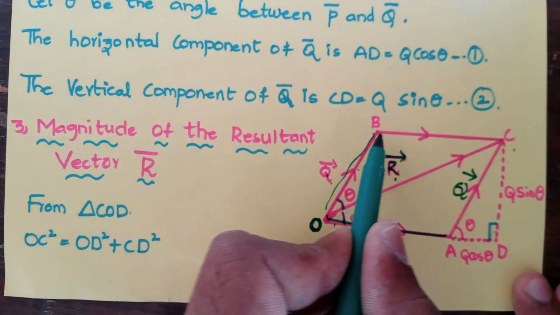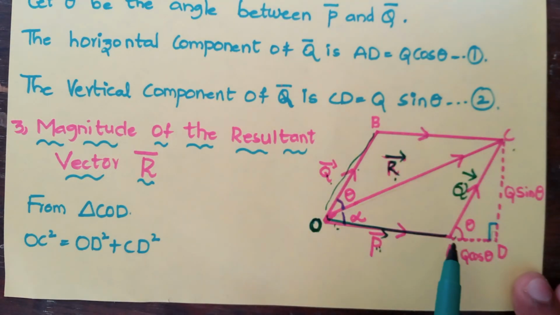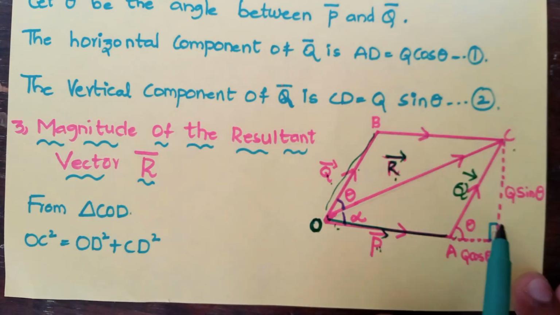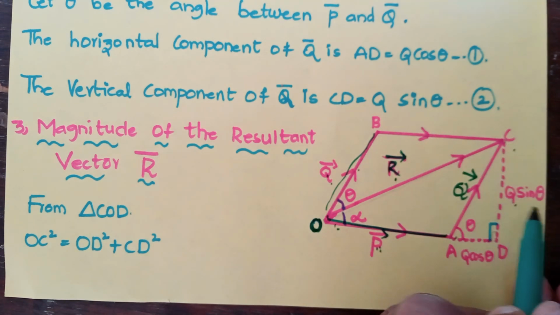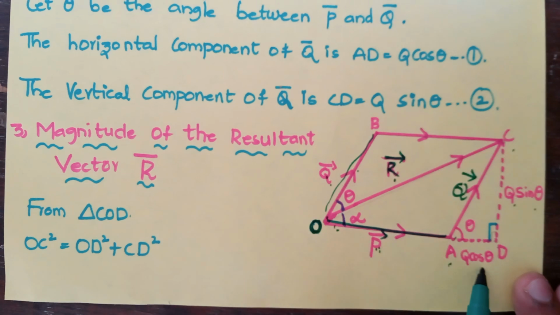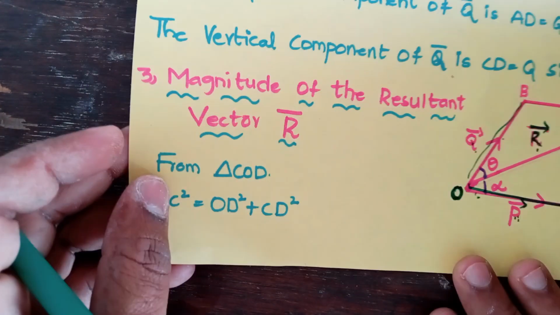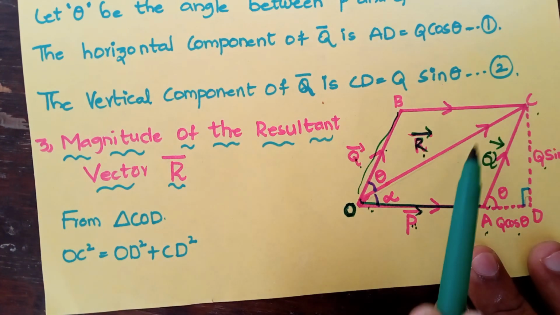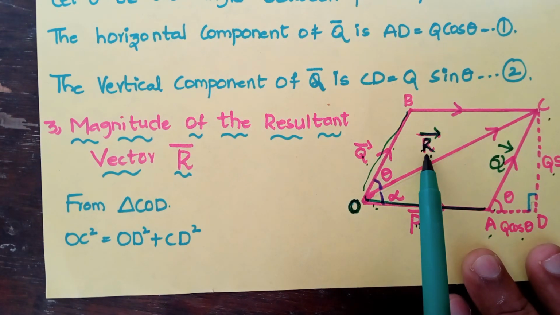In this, sir, the OABC parallelogram is completed and a perpendicular line is drawn, and A to D is extended. Then the perpendicular value, according to resolution of vectors, along the vertical direction is Q sin theta, along the horizontal direction is Q cos theta. Right. From this diagram, we are finding the magnitude of resultant vector, mod R bar.